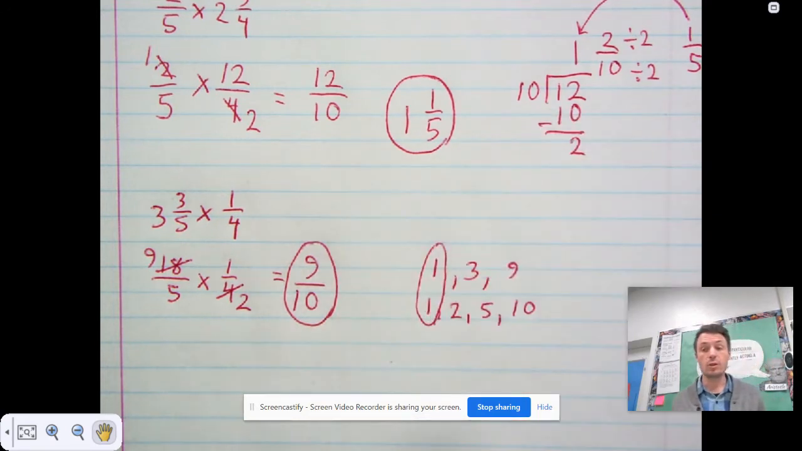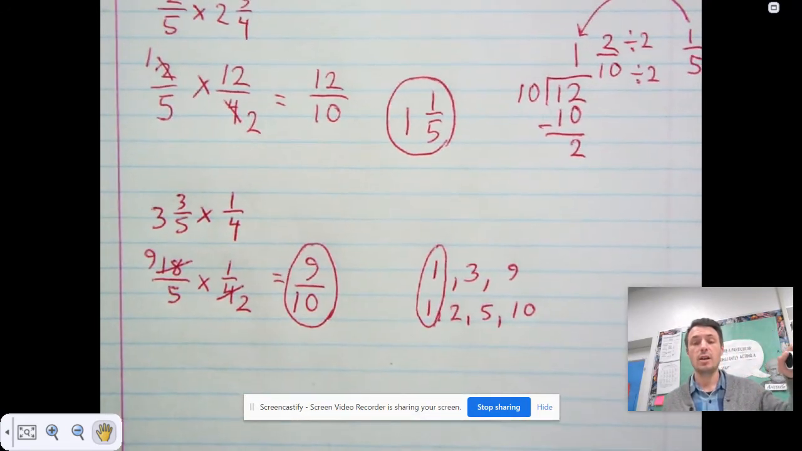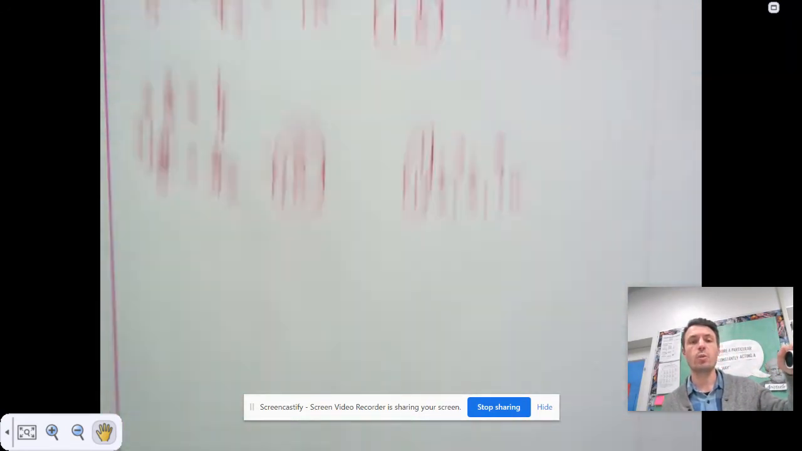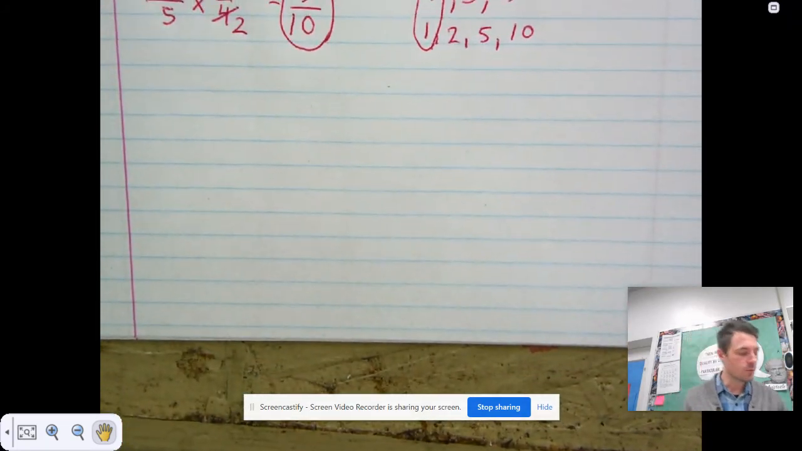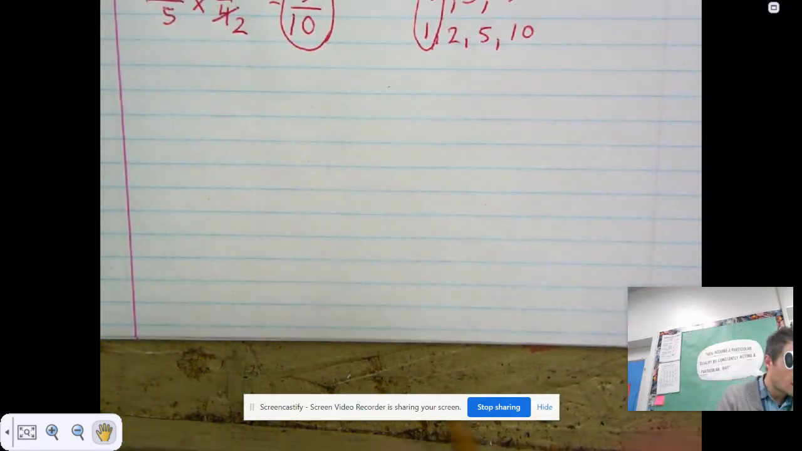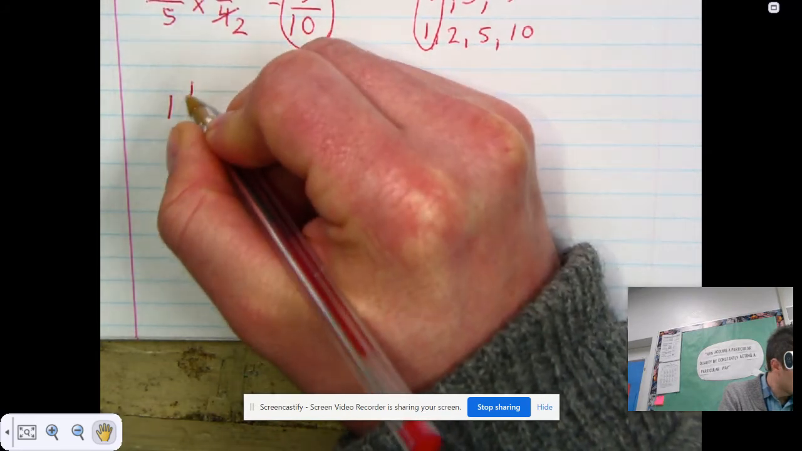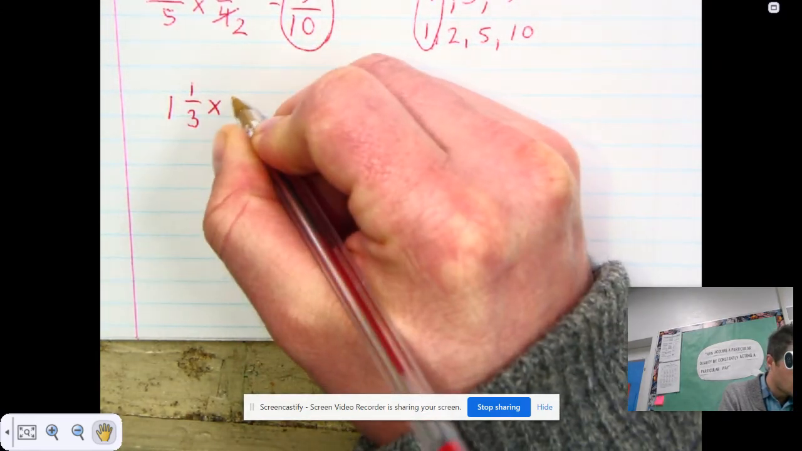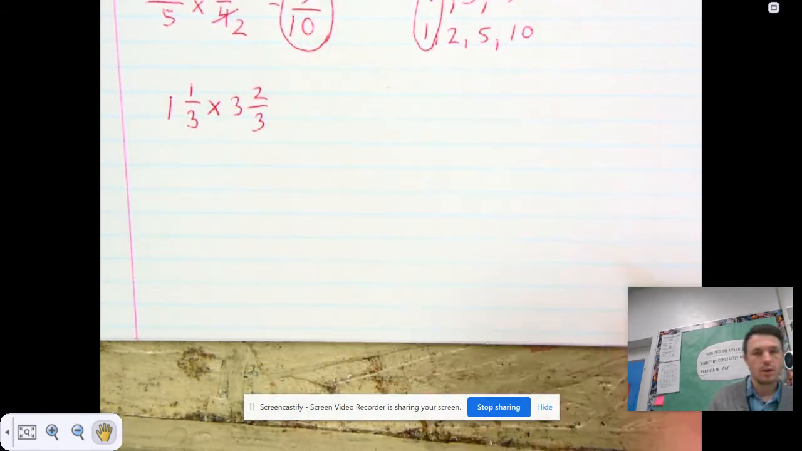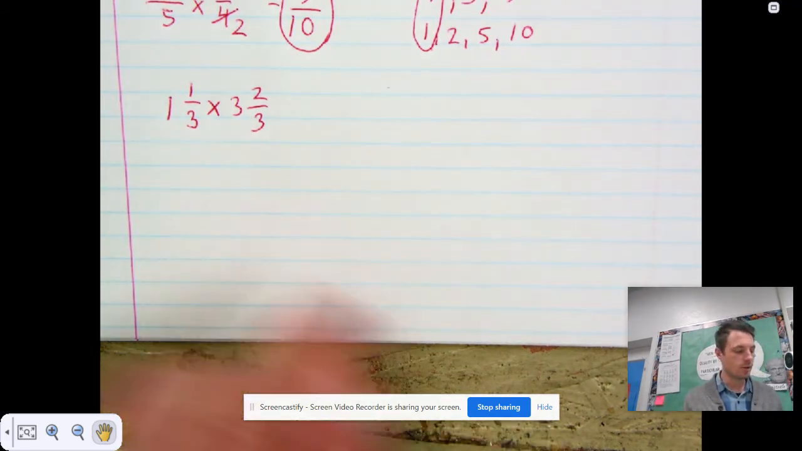So when in doubt, just try to simplify it. If there's no common factor greater than 1, that means it's already in simplest form. Okay, let's do another one. 1 and 1/3 times 3 and 2/3. We have a mixed number times a mixed number here.